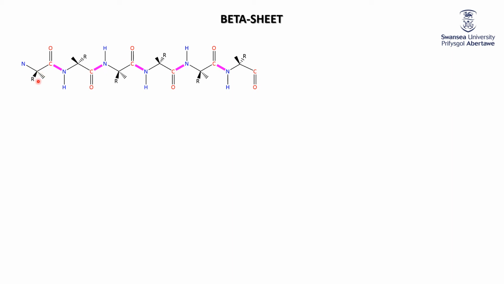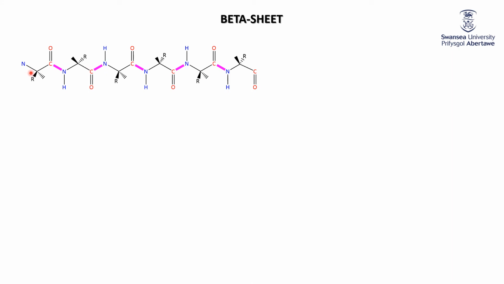Here's the R group coming out at you, the R group going away, R coming out, R going away, R coming out, R going away. And of course, the R groups will do that so that they're minimizing the steric disruption and the interference between one group and another group.